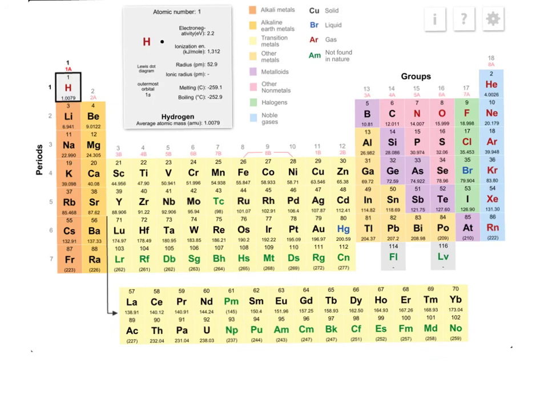So here's the periodic table in a nutshell, how it's organized, and talk to you soon.